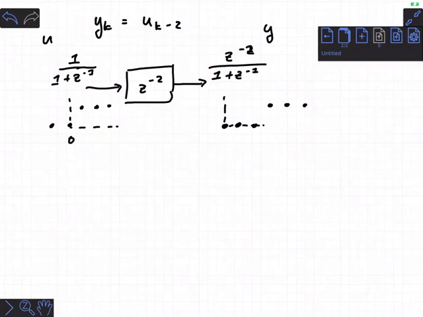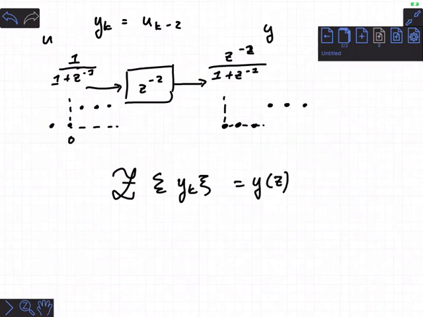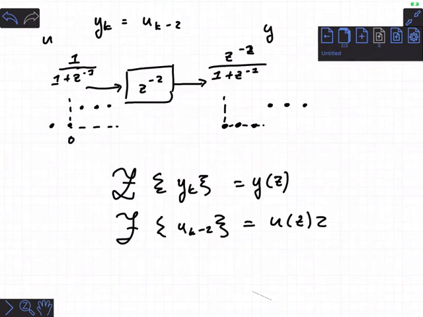And it turns out that I can think of doing the Z transform. If I think of doing the Z transform on a series of numbers as I have before, I can also say, well, the Z transform of y of k is y of z, and that's nicely symmetric with the Laplace transform. And then I can say, okay, but that means something like the Z transform of u of k minus 2 is equal to u of z times z to the minus 2.